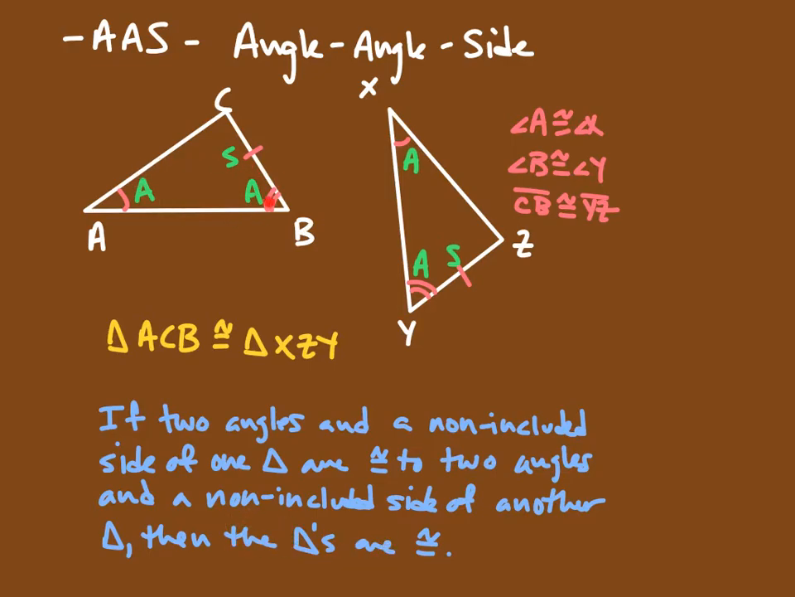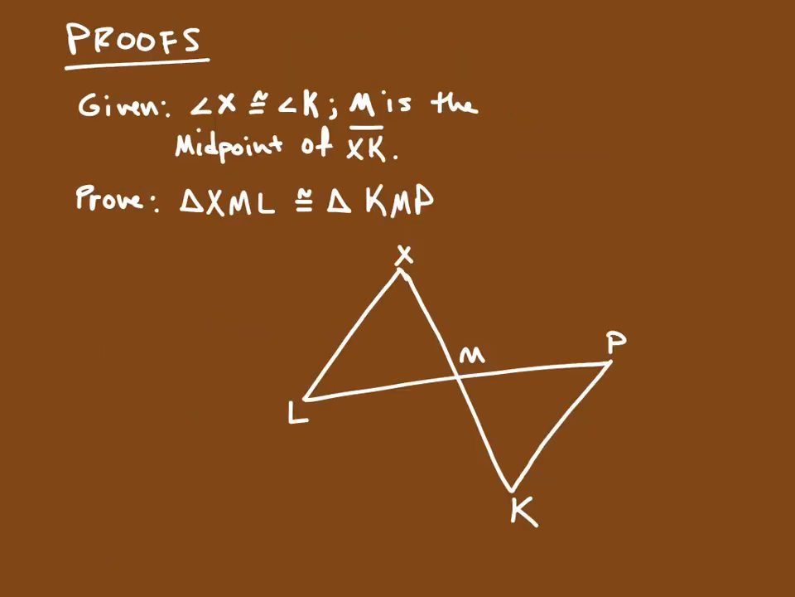So this is all the information that you would need to conclude that these triangles are congruent. Let's look at a couple proofs. All right, so let's take a look at a proof here. What we're given is this picture here, and you're given that angle X is congruent to angle K, and that M is the midpoint of line segment XK.